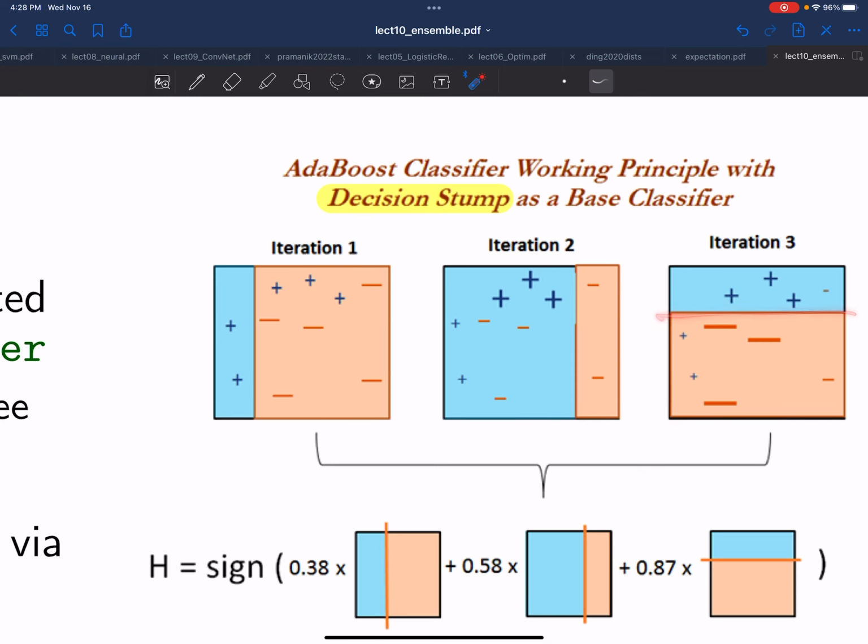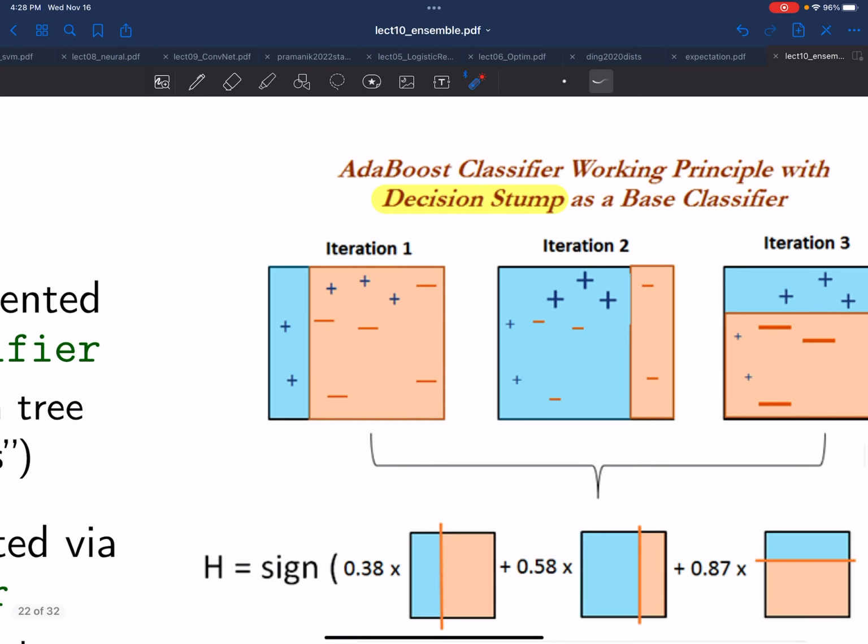That's what stumps do. So in this first iteration, you can see we have these positive samples, we have these negative samples, and we decide to put our decision region here. And so what that means is these guys are going to be correctly classified. These ones are going to be incorrectly classified by that first stage. So at the second stage, you can see by the size of the pluses, because we made errors on them in the previous stage, we are weighting them more.